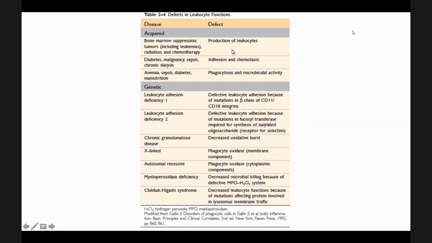Now what this table is trying to say is there are some acquired and genetic conditions where inflammation will be less efficient. So you are more susceptible to infections and all kinds of diseases, because when your inflammation is lessened, that's basically your immunity is not so good. That means there's a chance that you could be killed by an infection and all these processes.